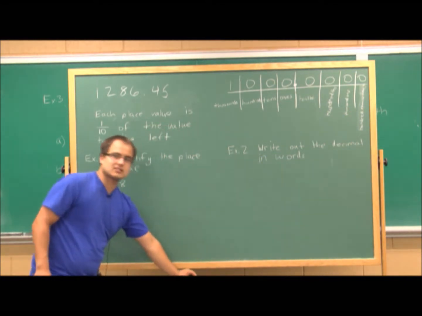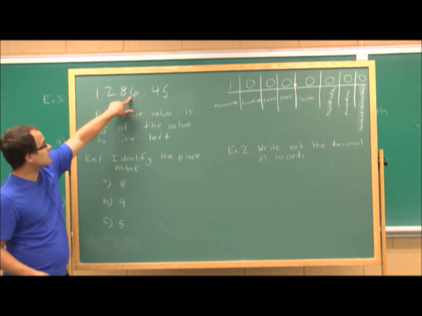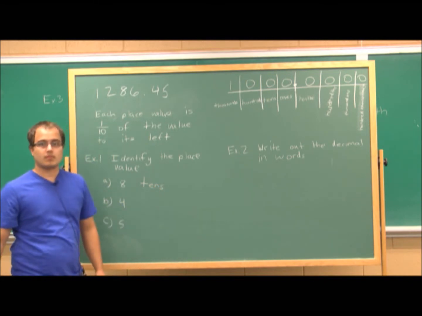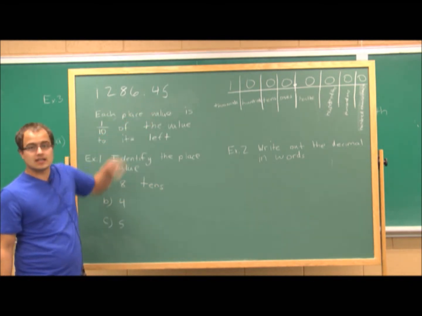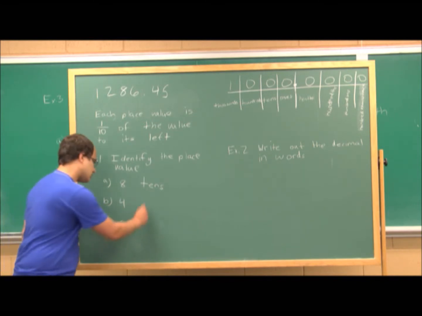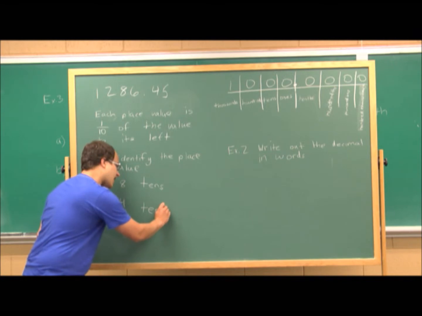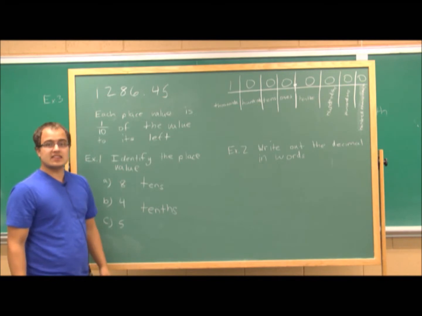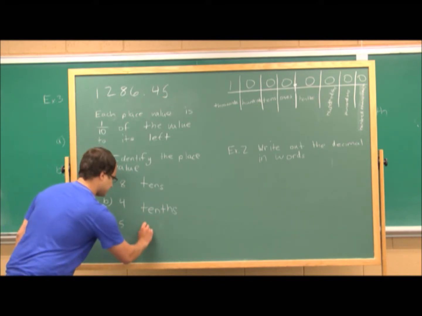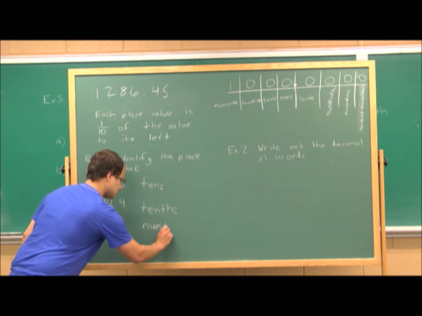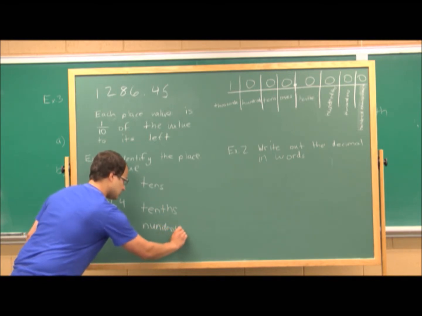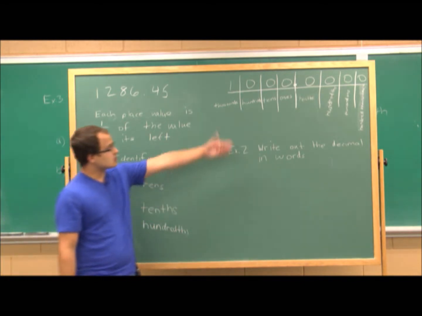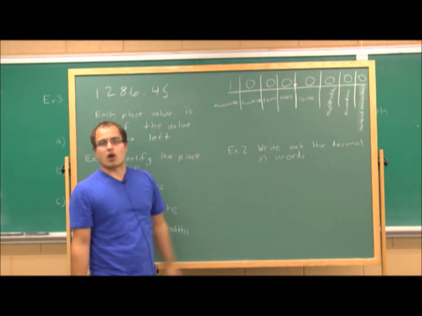So, if we look at this, the 8 is in the tens spot. Then the 4 is in the tenths spot. Don't forget that th on the end. And then the 5 is in the hundredths spot. Hundredths. And that's just using this chart. Eventually you won't need a chart, you'll just have it memorized.